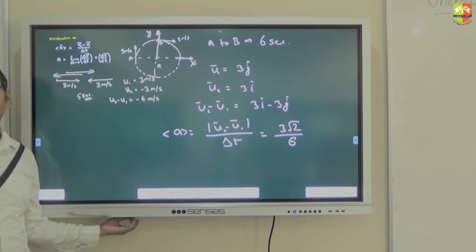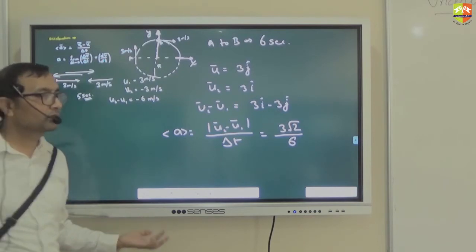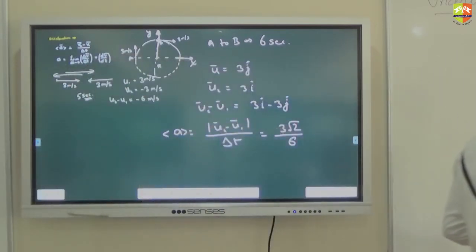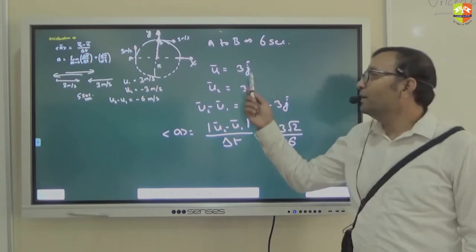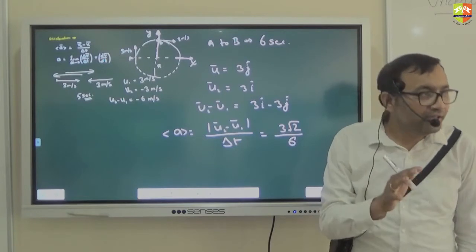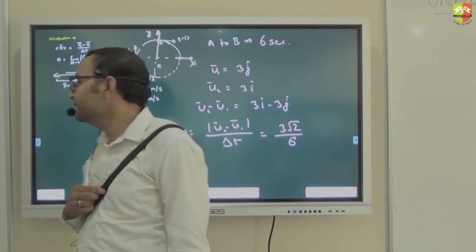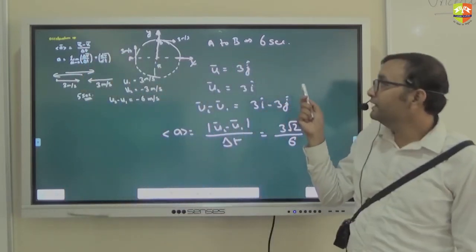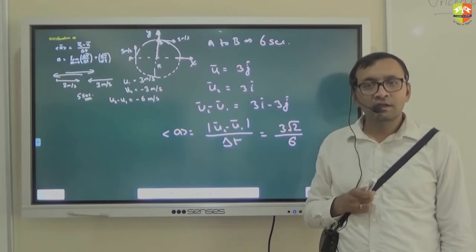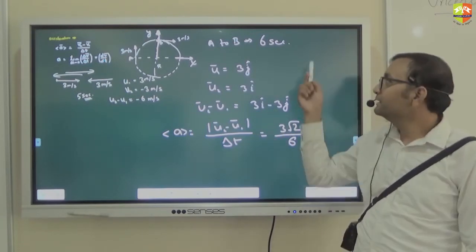Okay? Understood? I'm explaining again, guys. Keep quiet. The velocity is a vector. Point number two is that you have to see that only the direction is changing. So if you have to take care of direction, the best way to write velocity is using i cap and j cap.